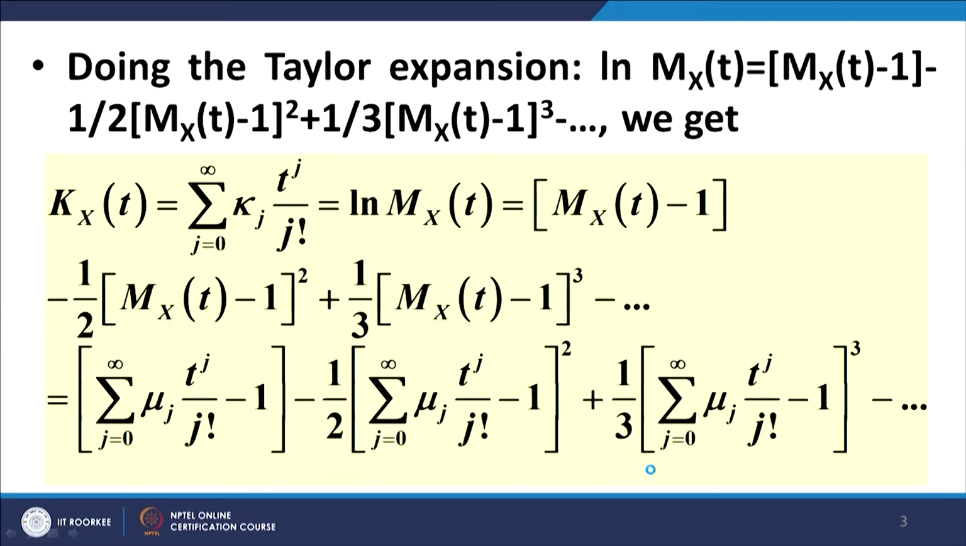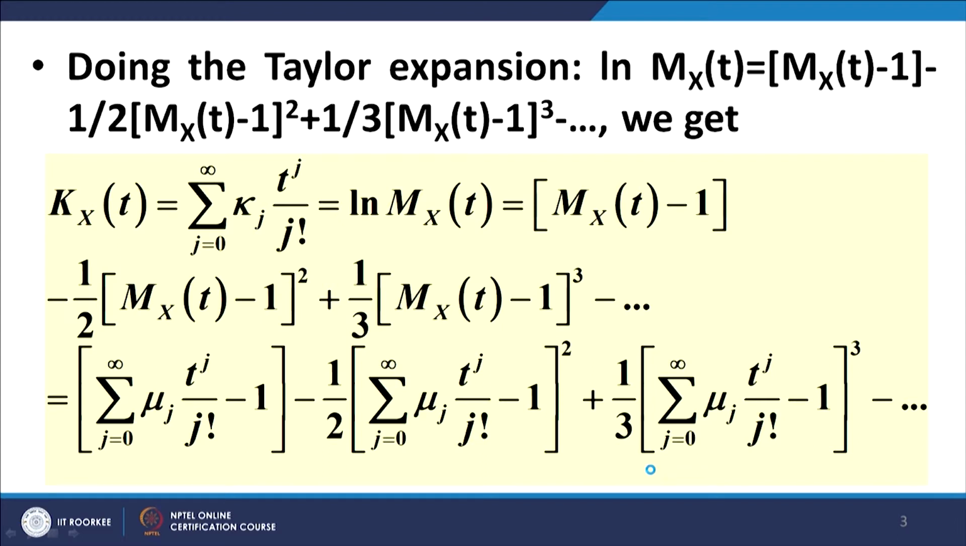Now, this is equal to the cumulant generating function, which I have expanded as a power series in t in this form, and the kappa_j's represent the cumulants. So, by comparing the coefficients of the t's, because M_X(t) is nothing but the summation of the moment about the origin mu_j into t^j upon j factorial, because it is the moment generating function.